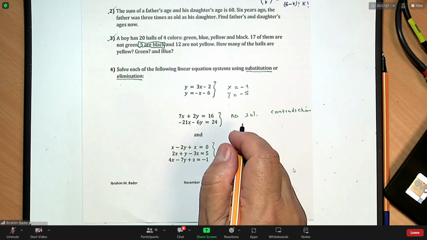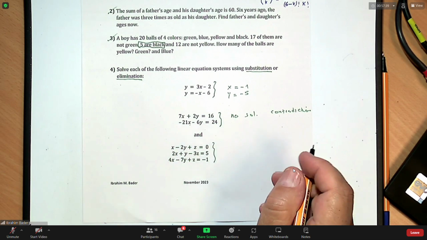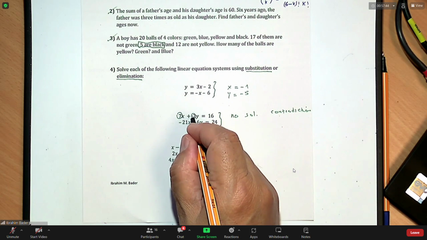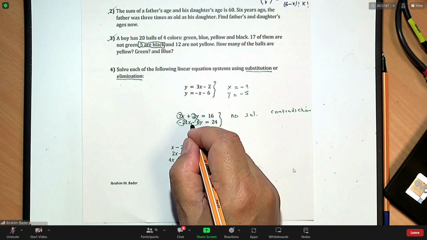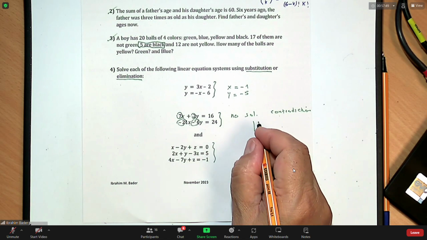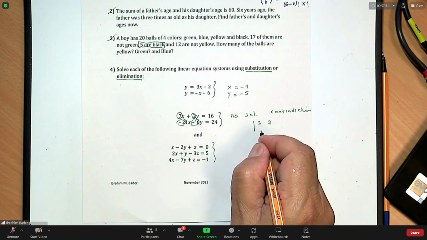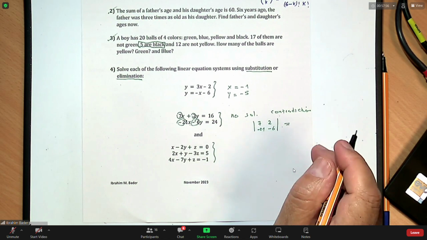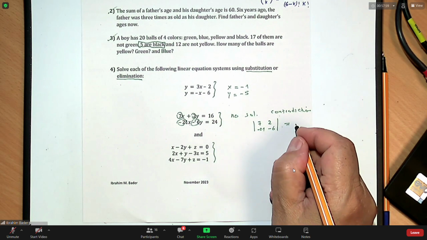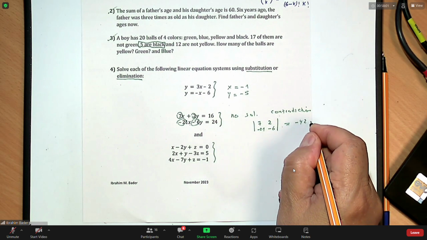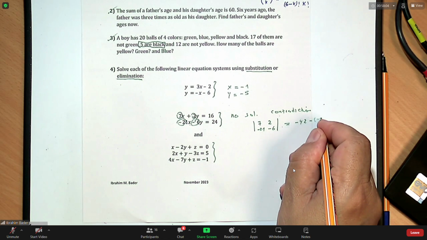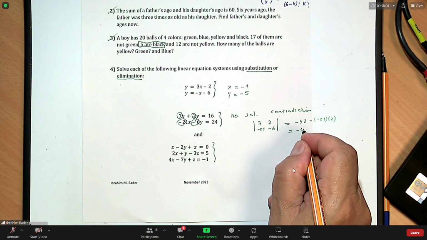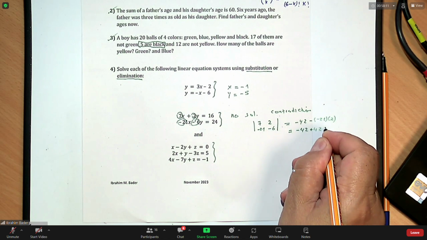Another way to solve it, I told you, or maybe if you didn't attend the lecture yesterday, is to construct the determinant of these coefficients: 7, 2, -21, and -6. If you evaluate this determinant, you get -42 minus 21 times 2, which is -42 plus 42, and it's 0.